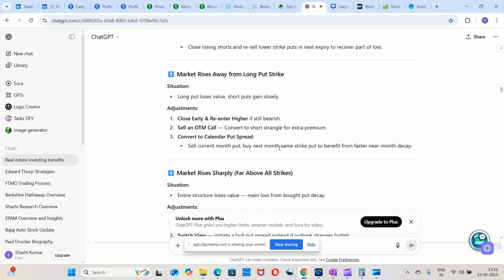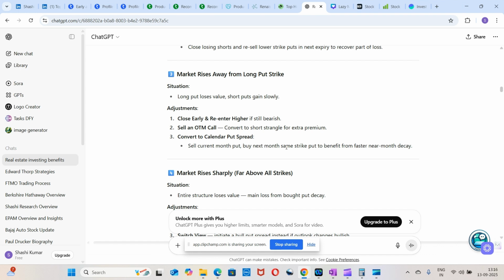You could sell an OTM call and convert this into a short strangle for extra premium. You could convert into a calendar put spread also. So you close this position and convert into a calendar put spread: sell the current month put, buy the next month same strike put, to benefit from faster near month decay.